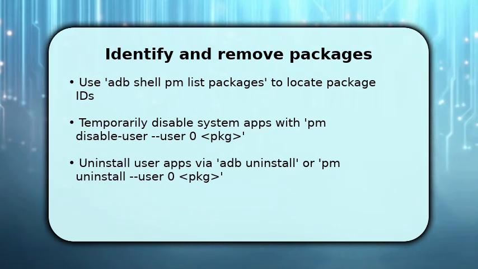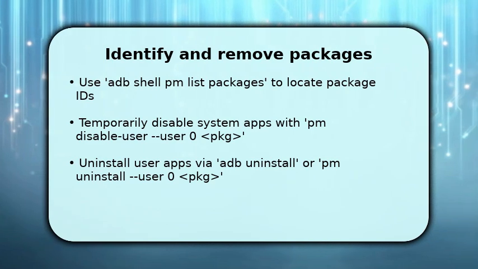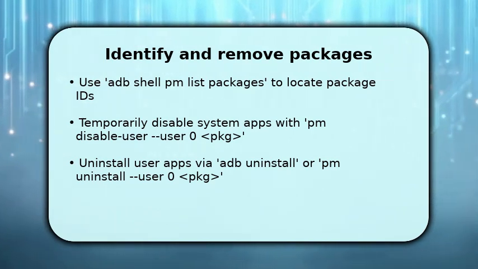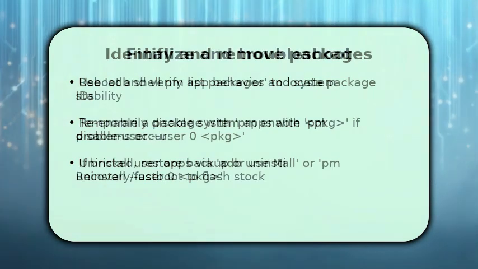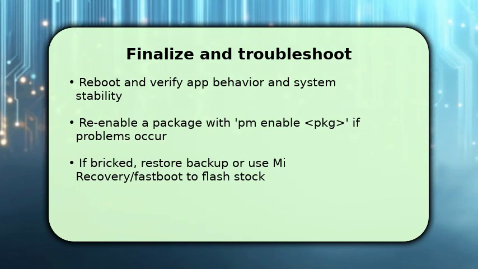For pre-installed system apps, use pm uninstall --user 0 to remove them for the current user. Once removal commands finish, reboot and verify that core services, telephony, launcher, and notifications work. You want to confirm both the removed app is gone and no dependent feature broke.